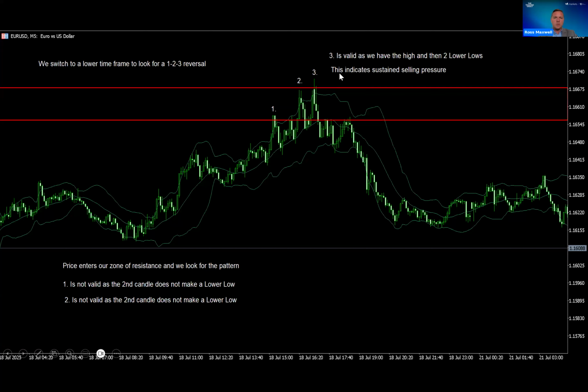Also, can anyone just tell me what they see from this as well? What do we get from that third pattern? Anyone identify what we can see from that third pattern, which gives it a much more powerful signal with what we've been speaking about today?